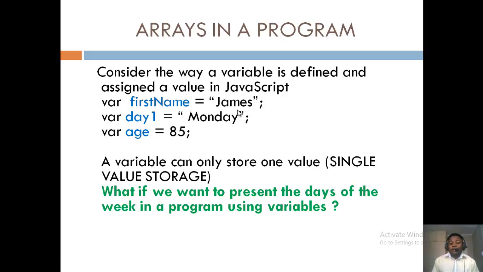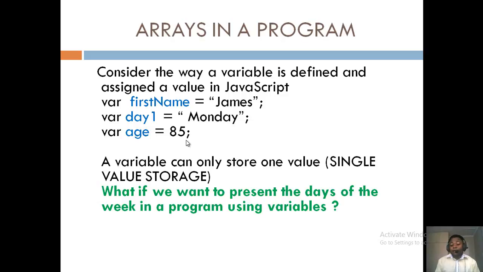string. And we have another string on this line here, var day1, which is also assigned a string value, Monday. And then we have an integer or a number type in JavaScript, that is age on this line here, var age, which is assigned the value 85. So this is basically how we create variables and assign values to them in JavaScript. I'm sure you should be familiar with this before following along with this lesson.